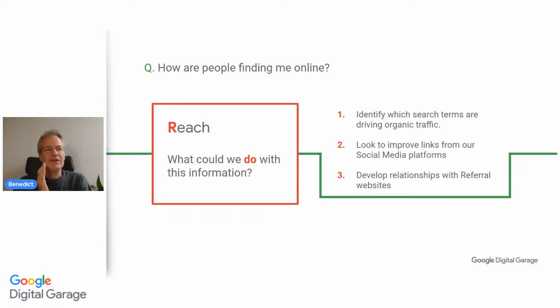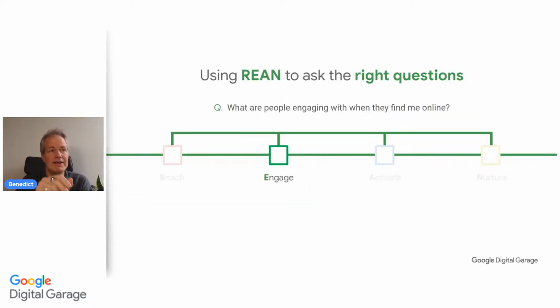Identify which search terms are driving organic traffic. Now, how can you find this? Of course, there's Google Analytics. Don't forget Google Search Console will give you those keywords as well to help you. And if they're not coming out through Google Analytics, make sure that they are linking and working smoothly. So look to improve links from our social media platforms as well. Develop relationships with the referral websites as well. Some of the different ideas that you could be doing. Just some ideas.